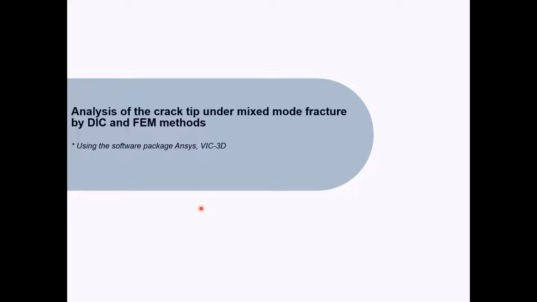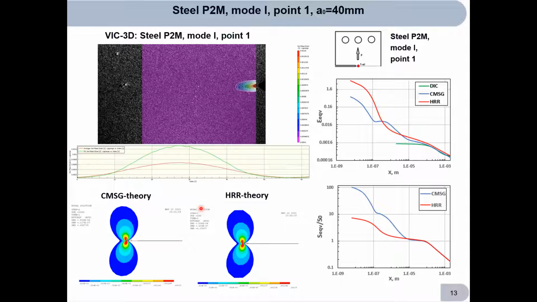Analysis of the crack tip under mixed mode fracture by digital image correlation and finite element method. This slide shows the results for steel. It's pure mode 1 loading conditions. This is the first point along the considered path. Here are the deformation fields at the crack tip.